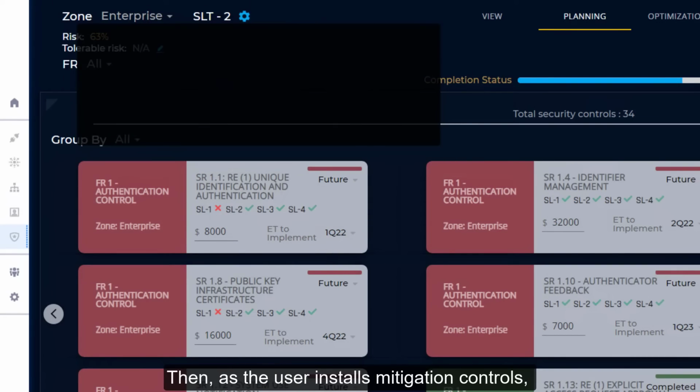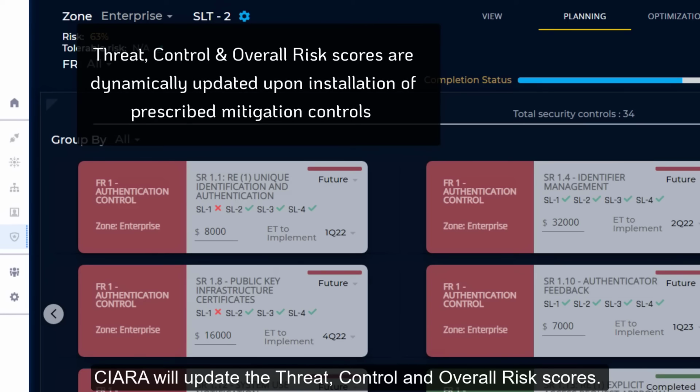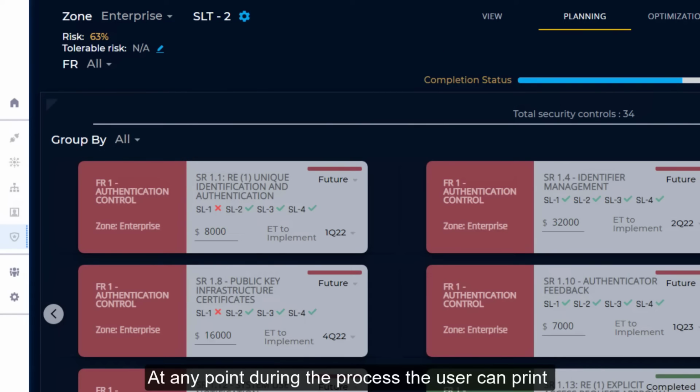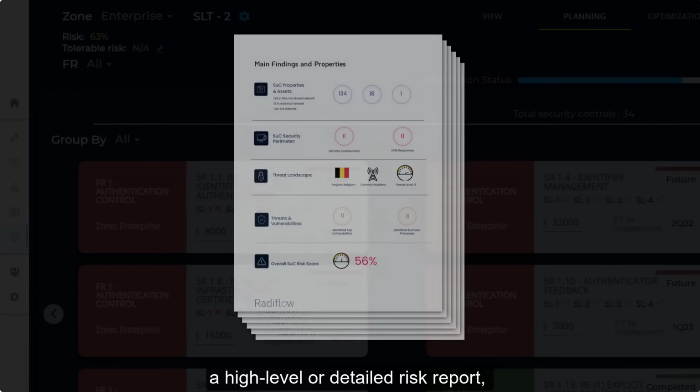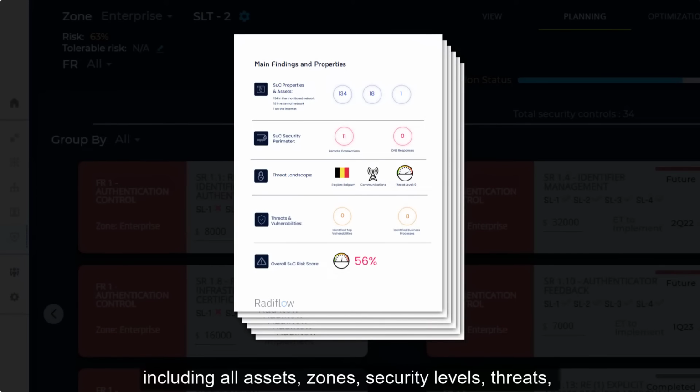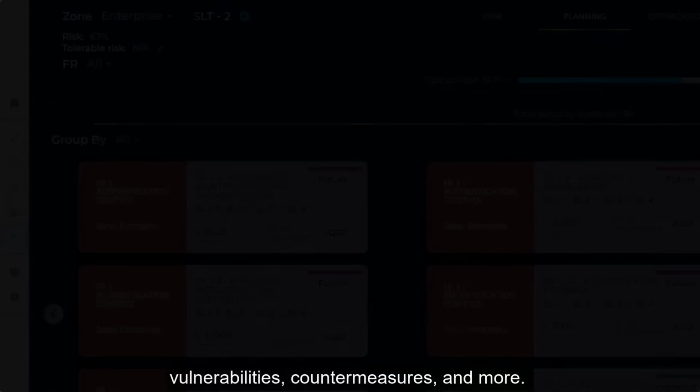Then, as the user installs mitigation controls, CIARA will update the threat, control, and overall risk scores. At any point during the process, the user can print a high-level or detailed risk report, including all assets, zones, security levels, threats, vulnerabilities, countermeasures, and more.